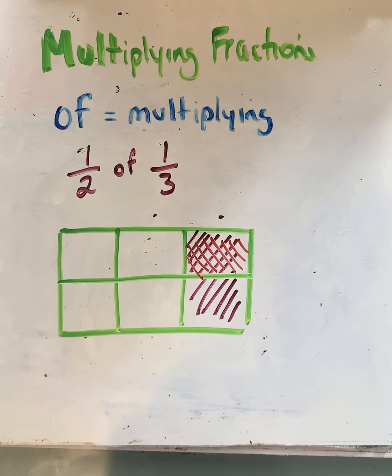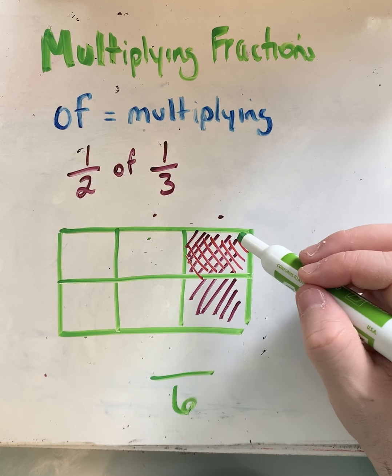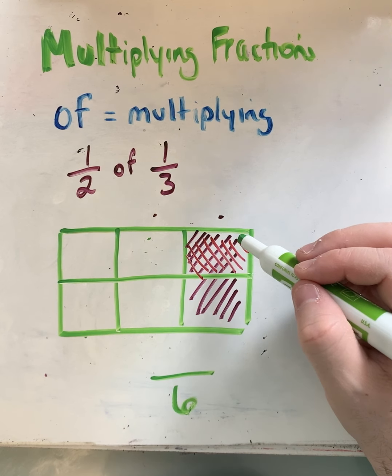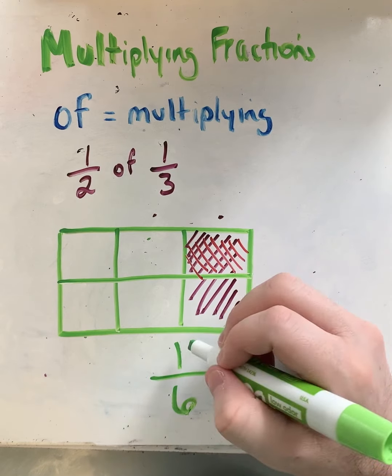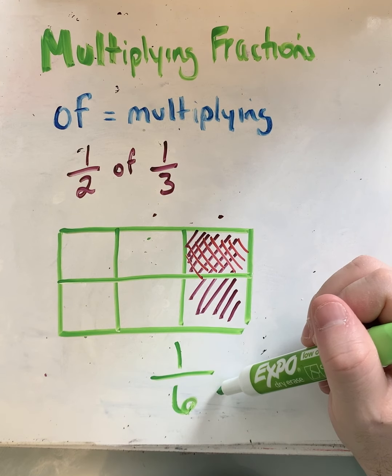So at this point, I ask myself, okay, how many boxes are there in total now? 1, 2, 3, 4, 5, 6. There's 6 total squares. How many are colored in? Double colored? Well, only 1. So that means that 1/6. So 1/2 of 1/3 is 1/6.